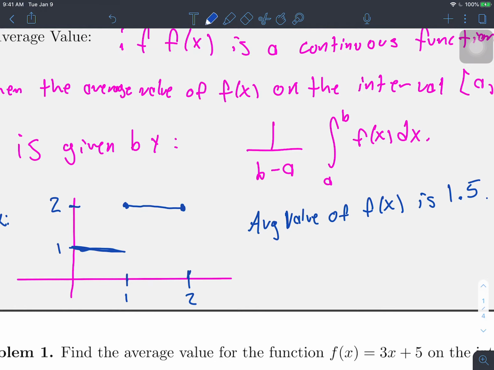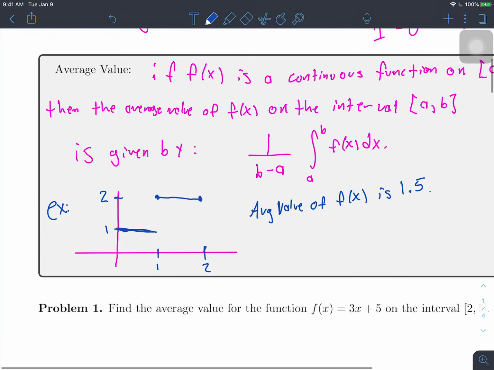Okay, but what this formula is really saying is that you can take the area of these two boxes. This one will have area 2, and this one will have area 1. You add up the area underneath the boxes, and you divide by the length of the interval. That's this b minus a here, which is exactly the length of the interval.